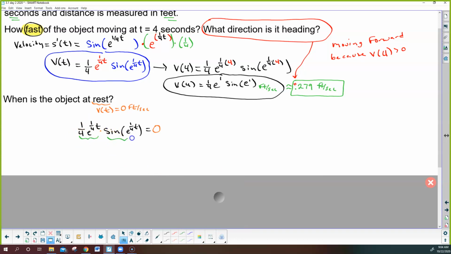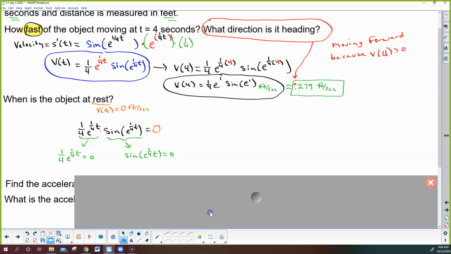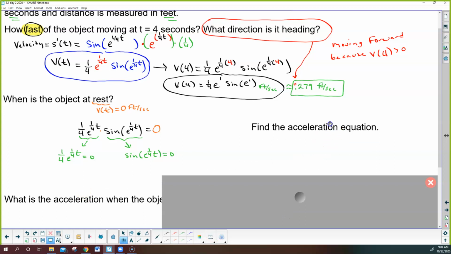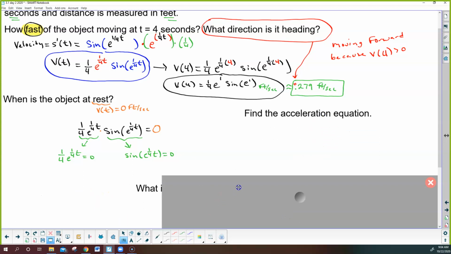What do we have? We have two functions that are being multiplied together. If they equal 0, that means one of them has to equal 0. This is called the zero product property. So our goal then is to solve for t when the function is equal to 0. Let's do this over here.